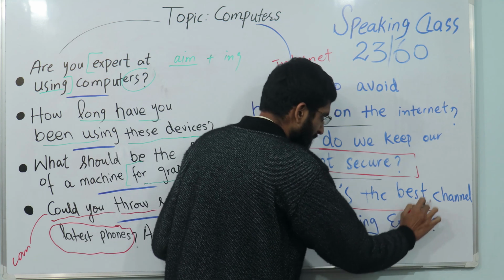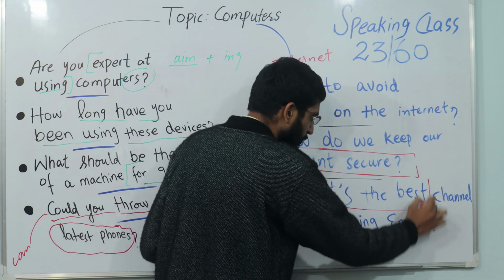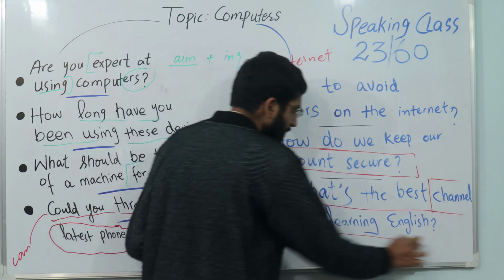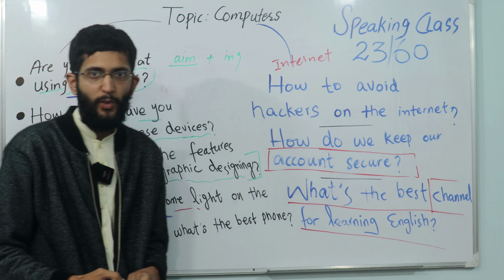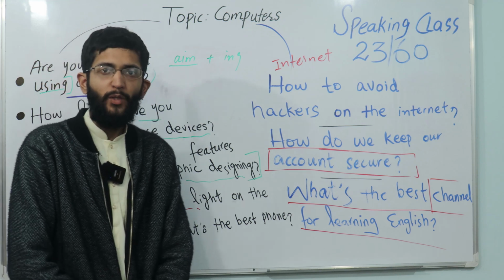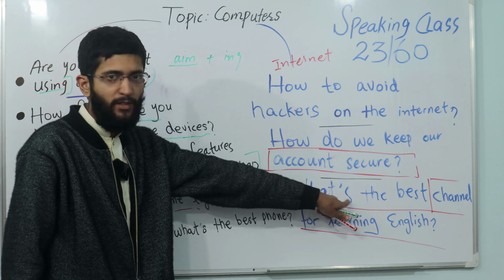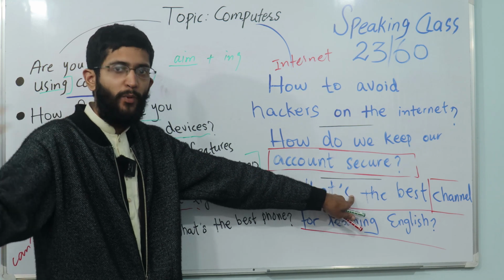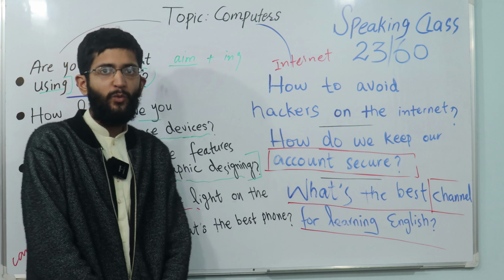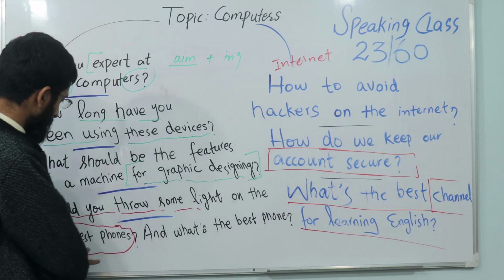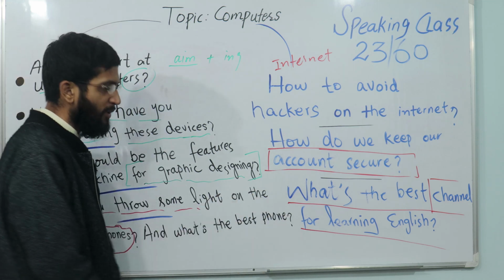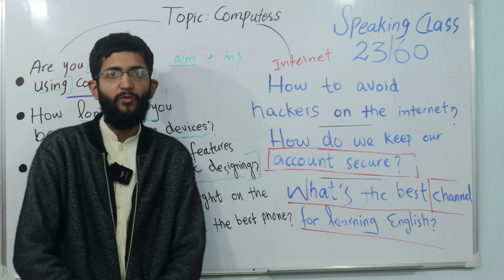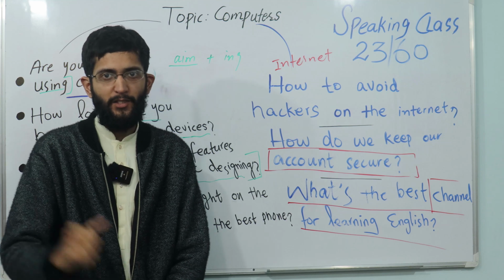What's the best channel, or what's the best social media account, or any account, Twitter or Instagram, or any ID. You can ask about that person or that ID or that product or that brand by asking this question, what's the best. The similar structure was here, what's the best phone, or what is the best latest phone. Two adjectives I have used, best and latest.